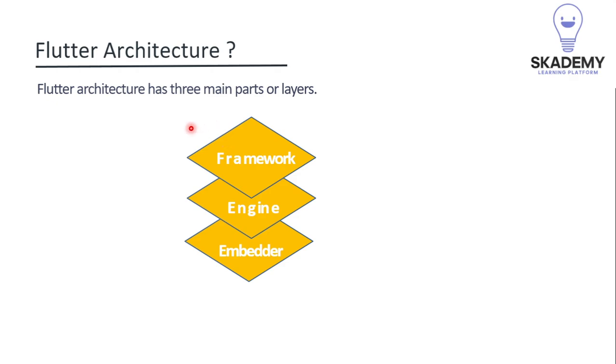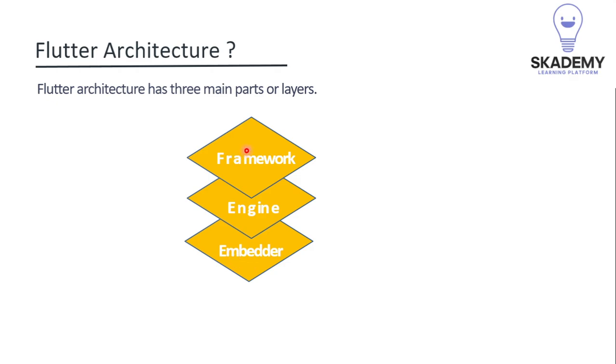All layers are dependent on each other. The upper layer is dependent on the lower layer. Here the framework layer is dependent on the engine layer, and the engine layer is also dependent on the embedder layer. All layers have some components for converting the Dart code into the native code. The engine layer is the Flutter core, and the embedder is responsible for interacting with the native platform.